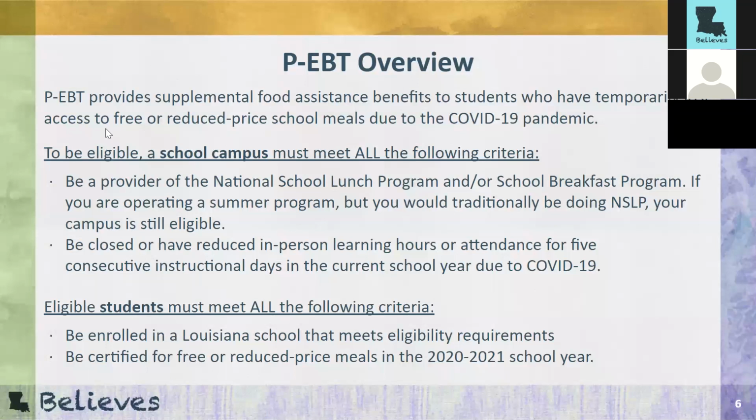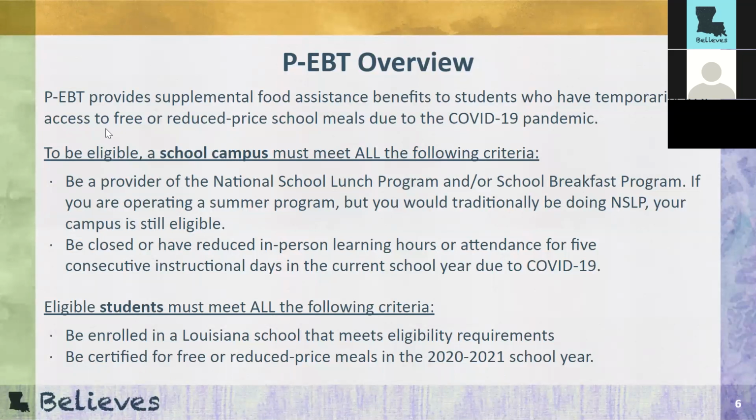This year, it is much more complicated than that. And the reason why is because we have situations where children are in classrooms every day, just like they were prior to COVID. And then we have also subsets of children that are learning in hybrid settings or in completely virtual settings. And so that just adds another layer of complexity with determining eligibility for P-EBT in school year 2021. So to be eligible, a school campus has to meet all of the following criteria. So first, they have to be a provider of the National School Lunch and or School Breakfast Program. So that's number one. You have to be on one of the child nutrition programs. If you are a school that traditionally does operate the National School Lunch Program and you have transitioned to seamless summer or summer feeding, your campus is still eligible.